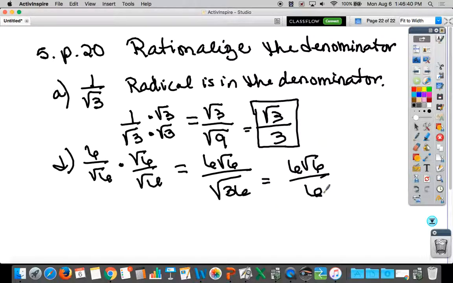Do you see anything that I can further simplify? There's a whole bunch of 6's up there, so what do you think I can simplify? Cancel out the 6. Which 6's? The ones outside of the radical. That one with that one. All right, I want y'all to try D for me.